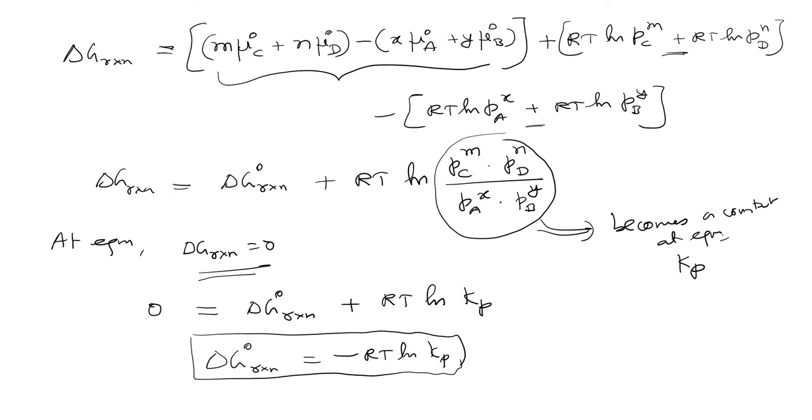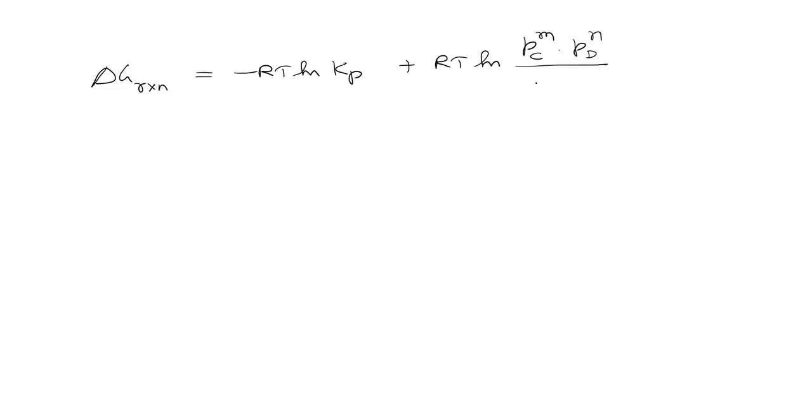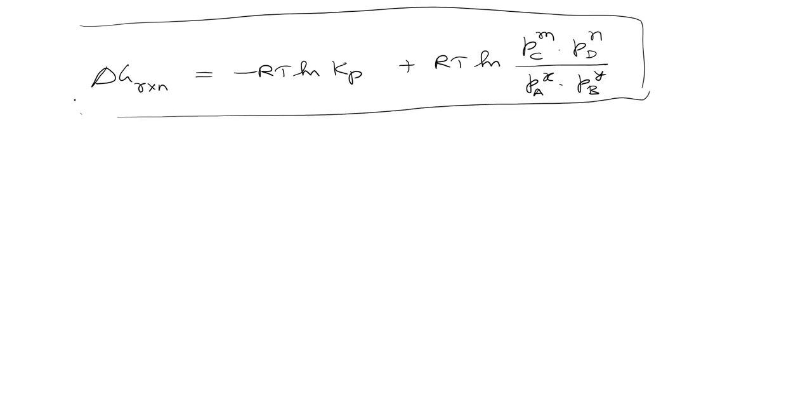Let me take this as equation number 1. If I substitute this delta G naught here, what do we get? The change in free energy of the reaction is equal to minus RT ln Kp, substituting this term in place of delta G naught of the reaction, plus RT ln of partial pressure of product C power M, partial pressure of product D power N, divided by partial pressure of reactant A power X, partial pressure of reactant B power Y. We get an expression like this, and this expression is what we call the Van't Hoff reaction isotherm.